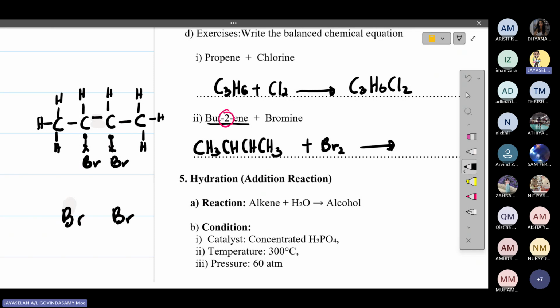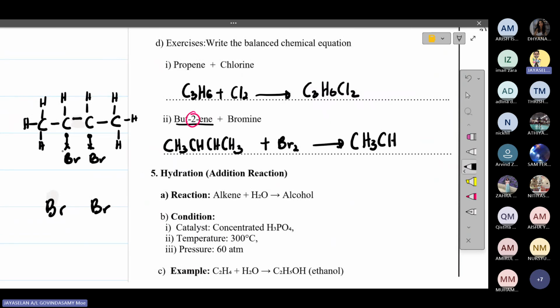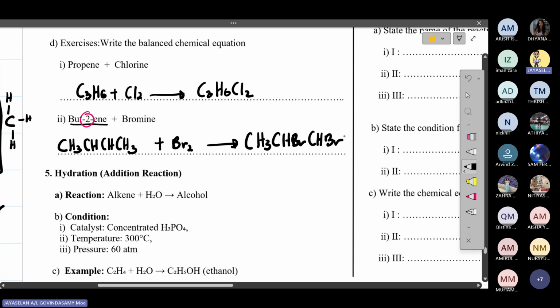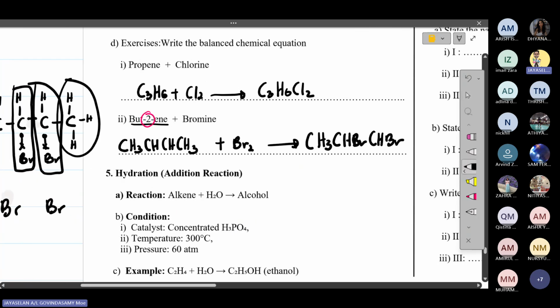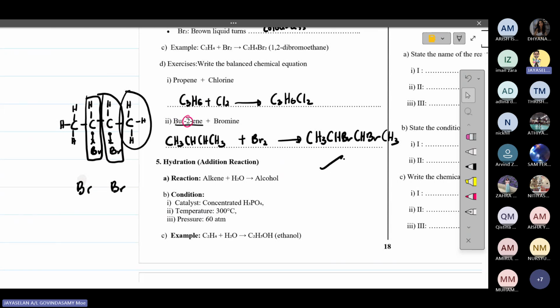Understand? Okay, so how to do the structural formula? Very simple. You all put CH3, CH, then you write this, CHBr. So I put Br here and one more. Okay, one more CHBr. Then you draw this CH3. This is the answer. Any question? Any question? No question. Okay, copy down.